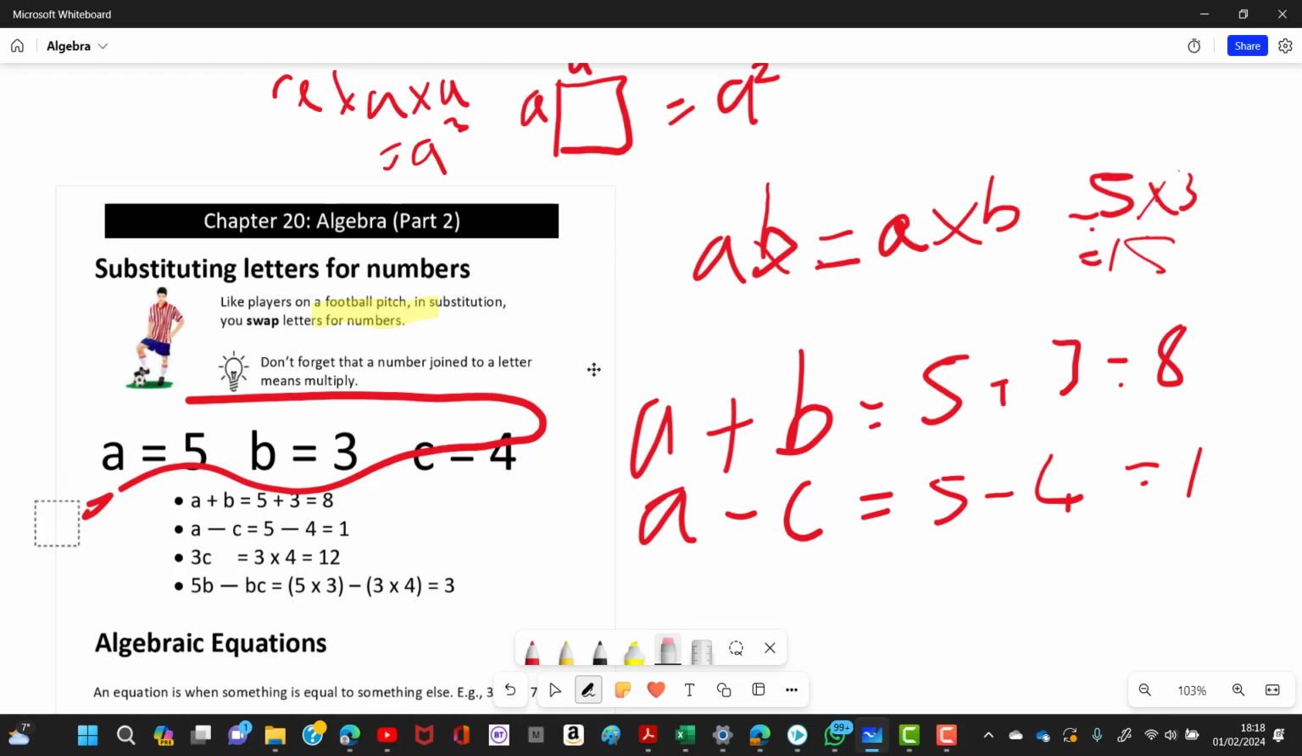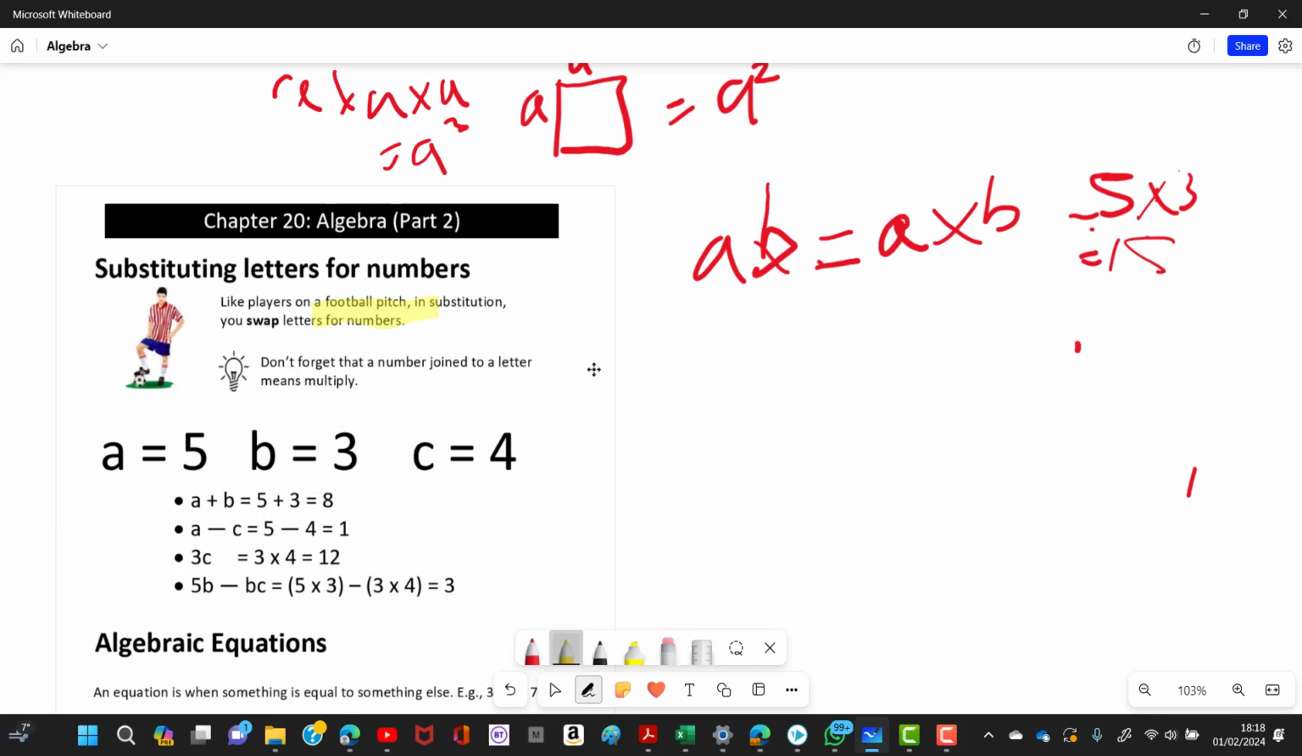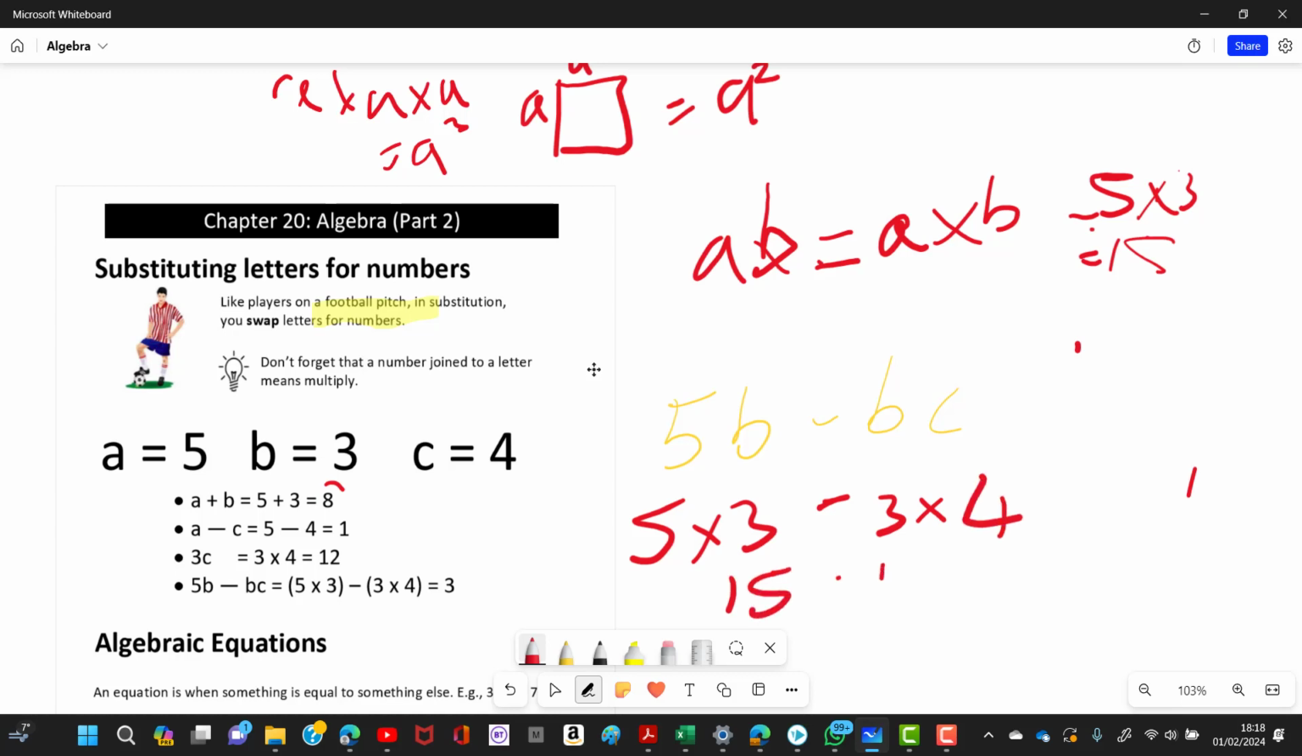Okay. And just finally, let's say it's an example here, 5b minus bc. Well, 5 times, well, B is 3, so 5 times 3 minus B is 3 times C, 3 times 4. Okay, so that's 15 minus 12, which equals 3. Okay. Similarly, AC is 5 times 4, which equals 20.